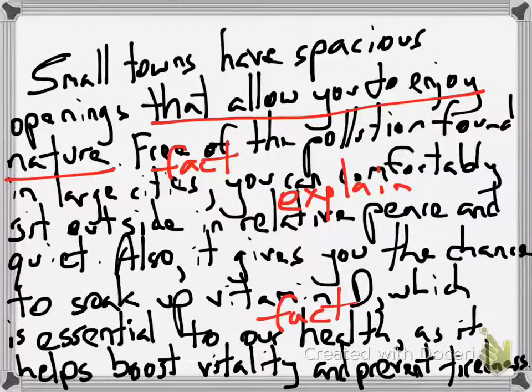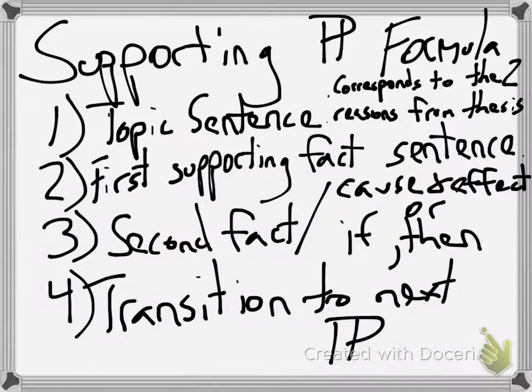So as you can see, we have our fact, explain, fact, explain. That's the idea here. So you have your topic sentence, then you provide a fact and you explain it, then another fact if you have time to explain it, followed by a transitional sentence. So here's our formula. You'll have 4 sentences typically. Number 1 is your topic sentence. It corresponds to one of the 2 reasons from your thesis. So that topic sentence must match one of your 2 reasons. Next up, you have your first supporting fact along with the explanation of said fact.